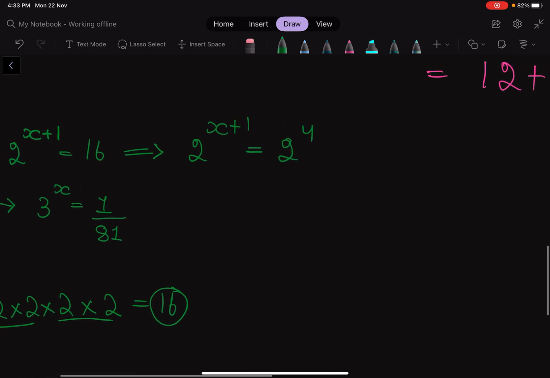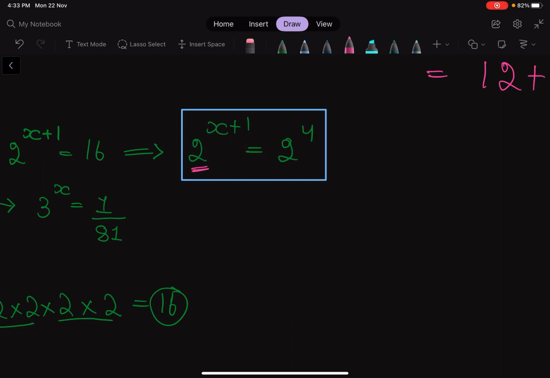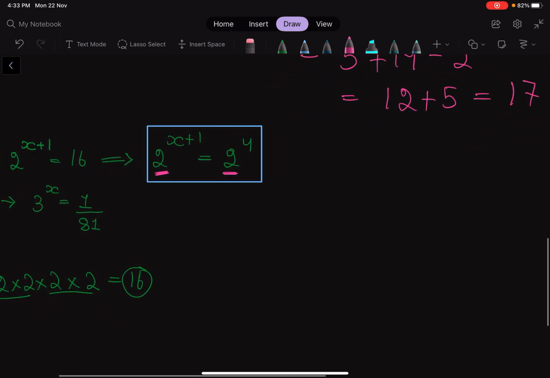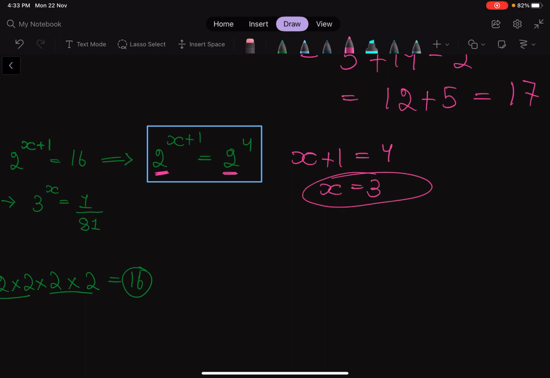Now whenever you have these types of equations in which the base is same but the powers are different, you can just equate the powers. Simply equate the power, guys. So it becomes x plus 1 equals 4 and x equals 3. Okay, so x equals 3 is our answer.